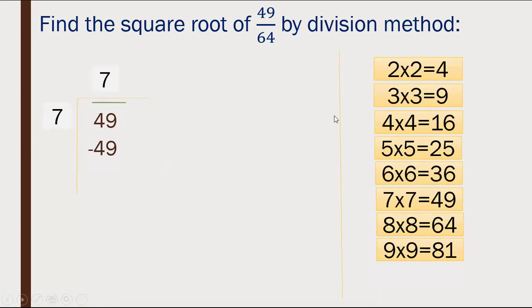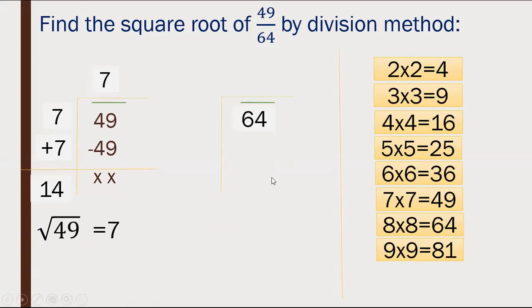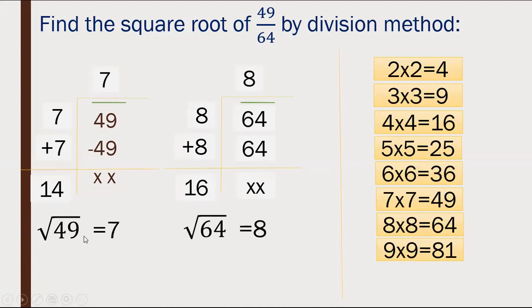So we take 7 into 7 as 49, so it will be cancelled. And on the left hand side, we add 7 with 7. We get 14. Now let's take the denominator, that is 64. Let's check the tables. We get 8 into 8 is 64. On the left hand side, we add 8 and 8, we get 16. So the square root of 64 is 8 and the square root of 49 is 7.